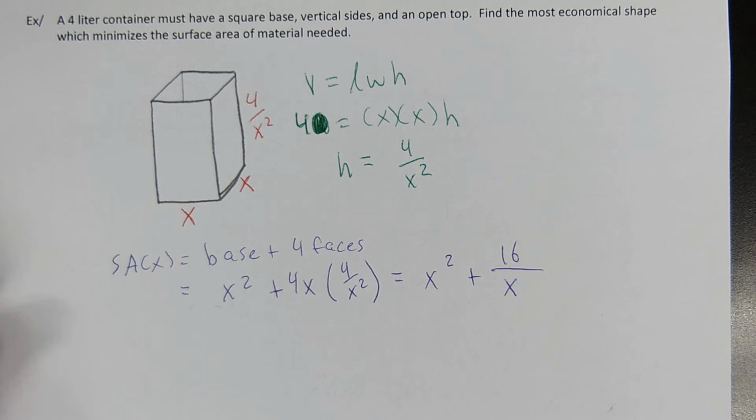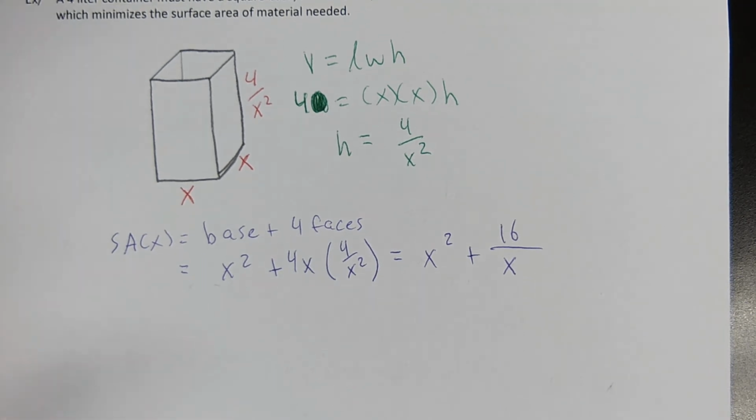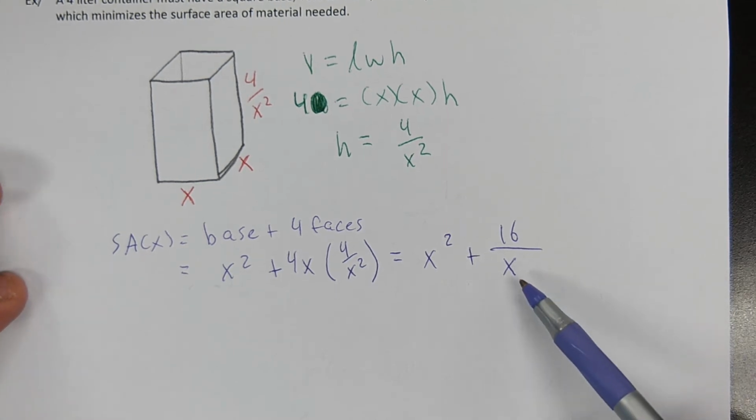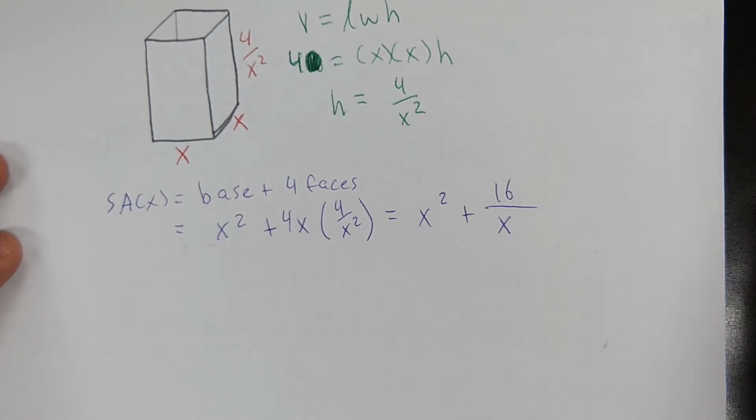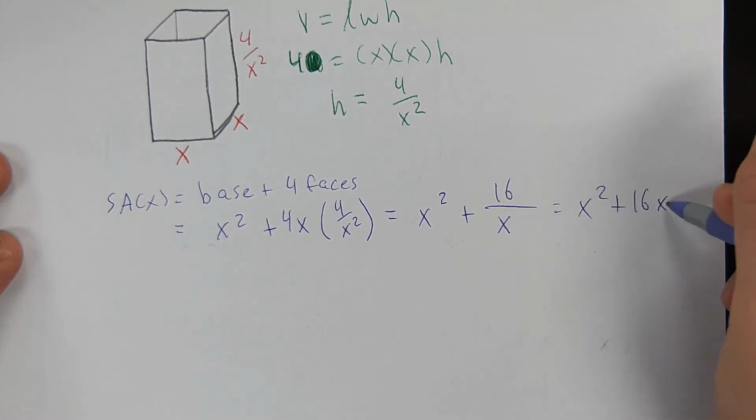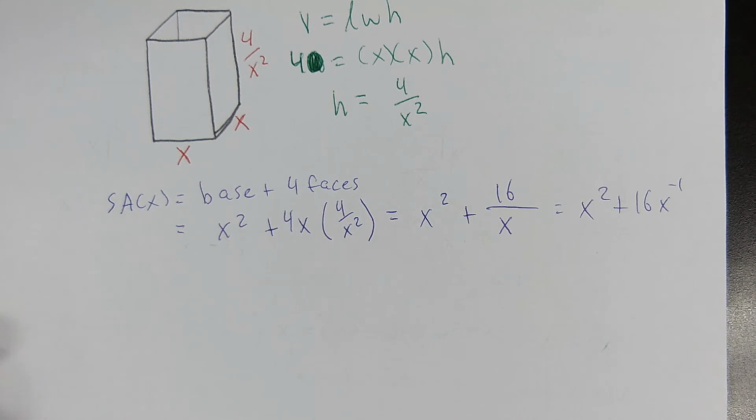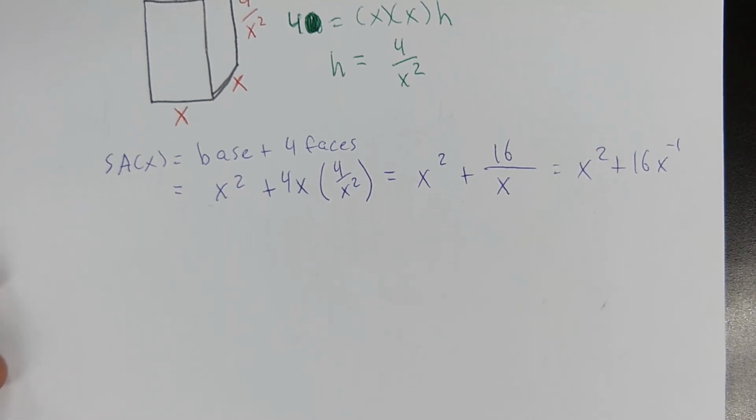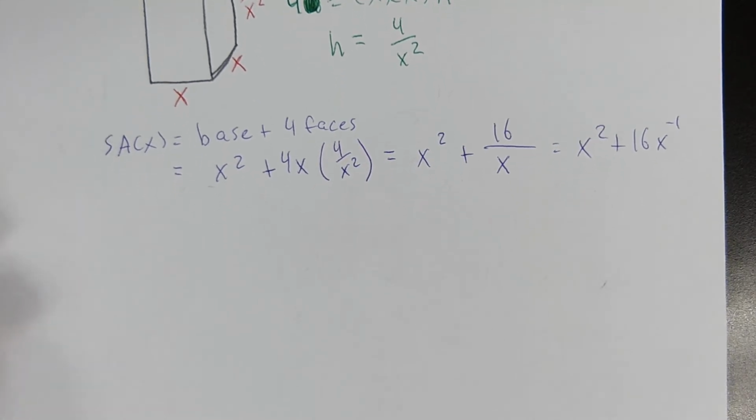We need to find the derivative of that so we can minimize it. Oh, well, derivatives are a lot easier to find if they're not written like this. So I say we change it to say x squared plus 16x to the negative 1. Now let's find that derivative.